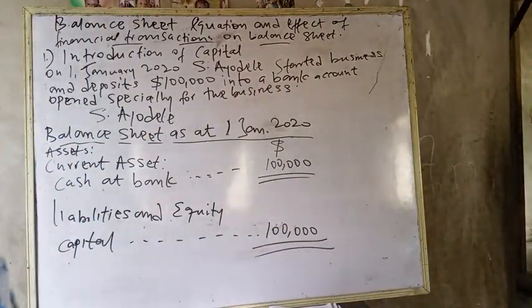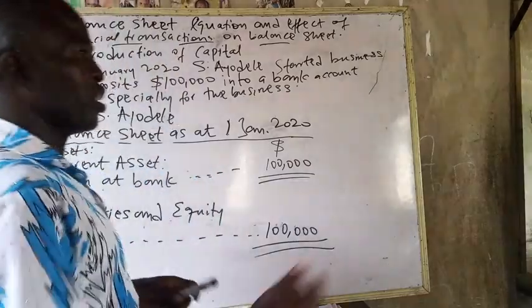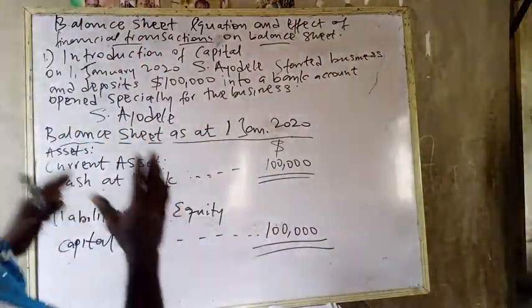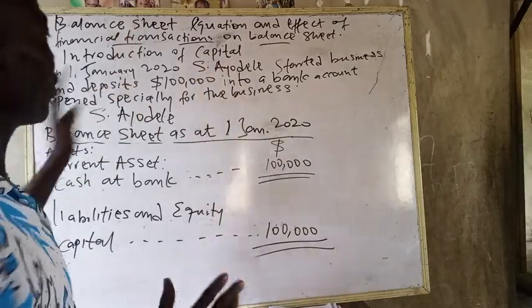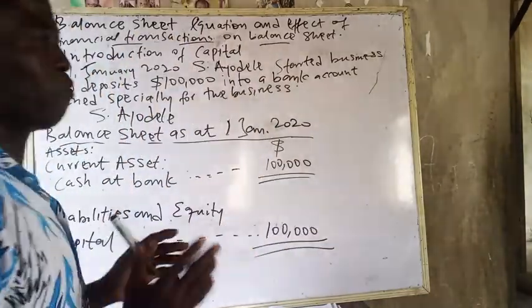Let's not dive into double entry yet, so that the video will not be too long. But in the subsequent video, we'll be giving the double entry. Just what we are doing here is the accounting equation. There's no double entry here. The accounting equation is equal at every point in time.